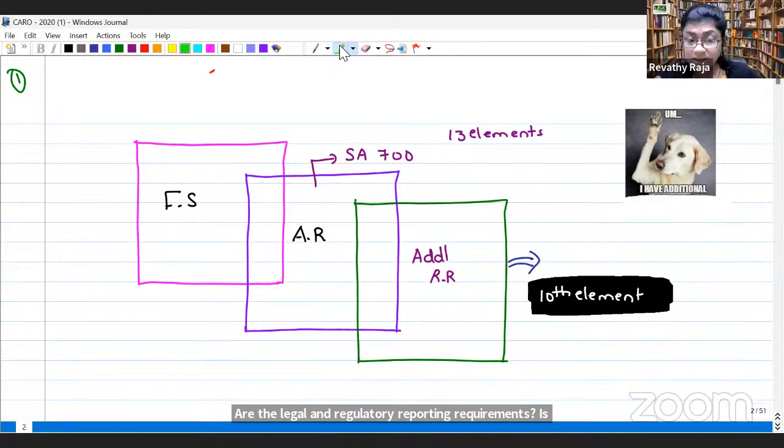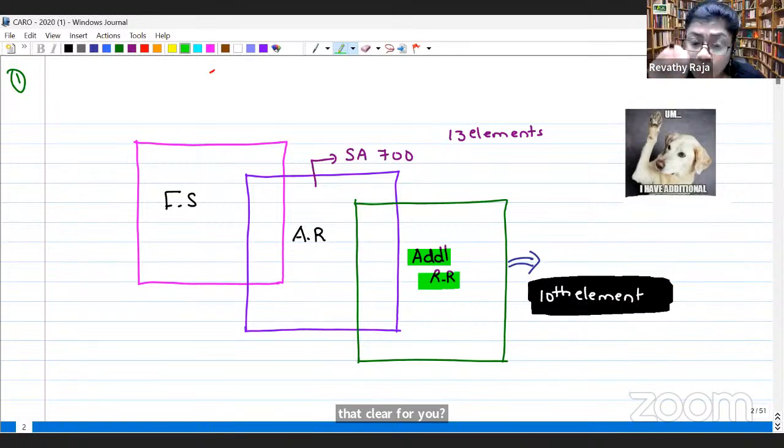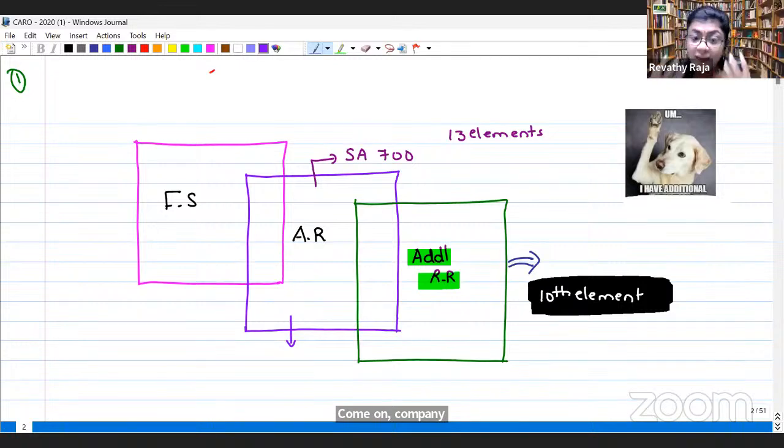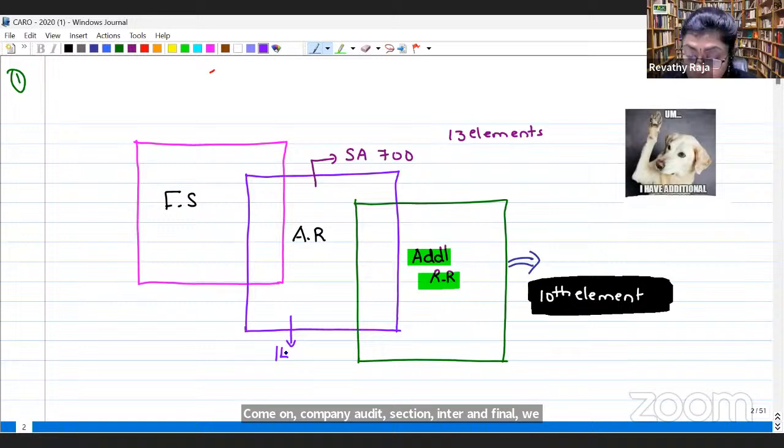So CARO is an additional reporting requirement. Why do we use this word additional for CARO? Anyone? Because the auditor usually has to report under the section. In Company Audit, we have to learn the section in the audit report chapter. We have to report under Section 143.